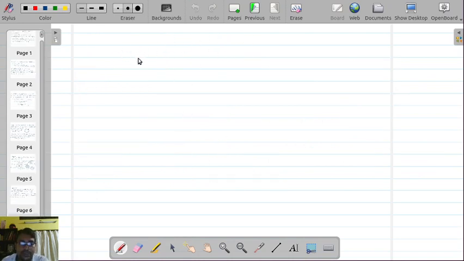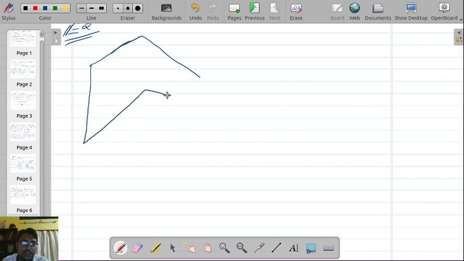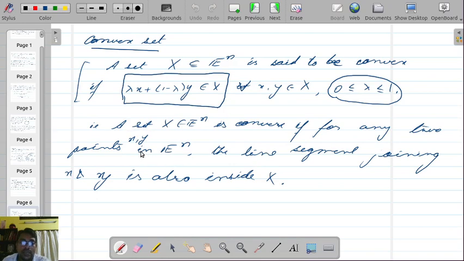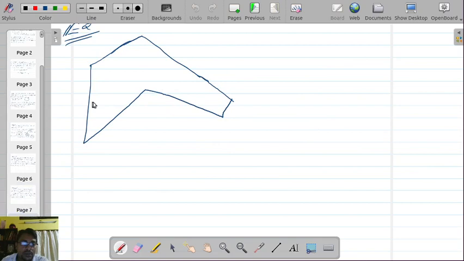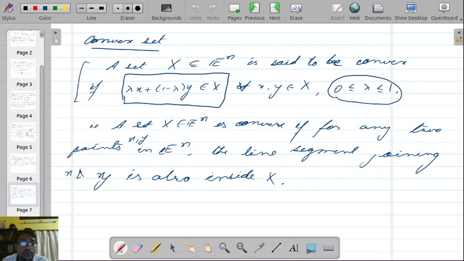For example, let me give you something that is not convex. Say we are considering E^2, that is 2-dimensional space, where we have all the usual geometry that we have done. Can you say whether this is a convex set or not? This is just a figure that I have drawn. As per the definition we had given, a set is said to be convex if for any two points x and y in X, the line segment joining x and y is also inside X.